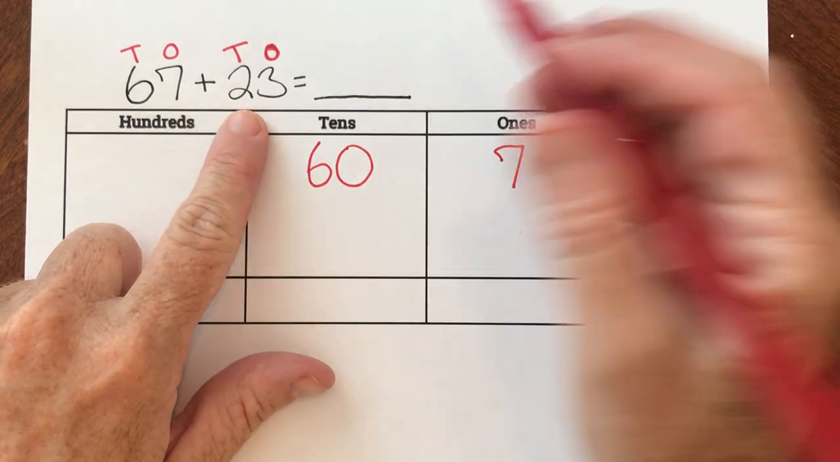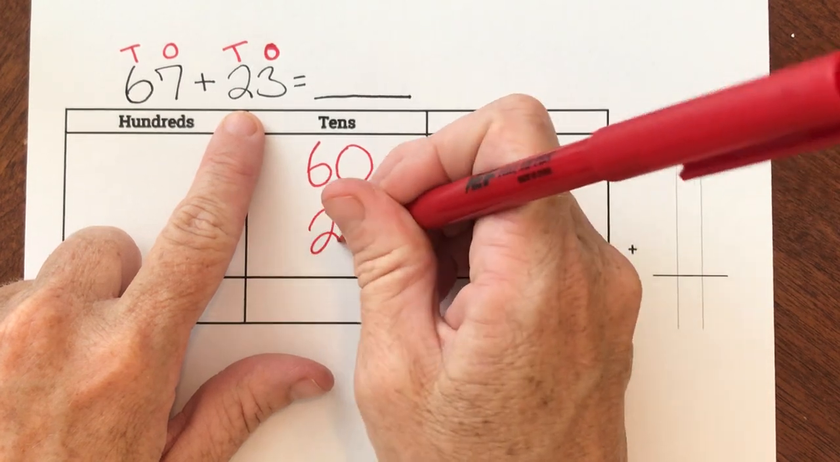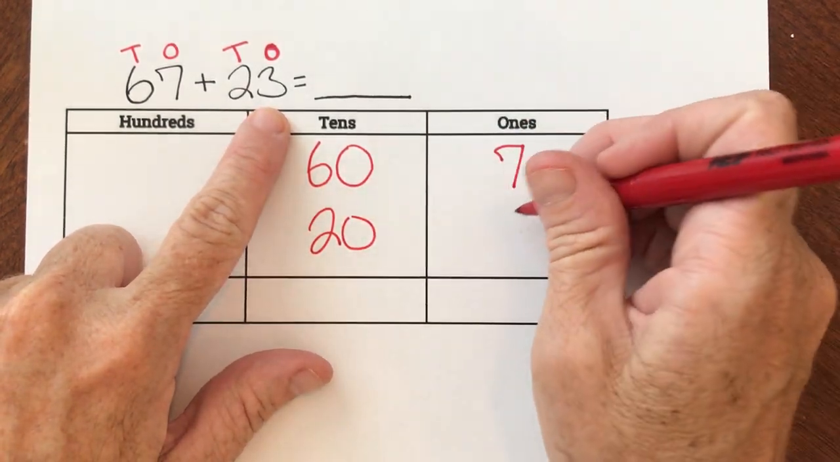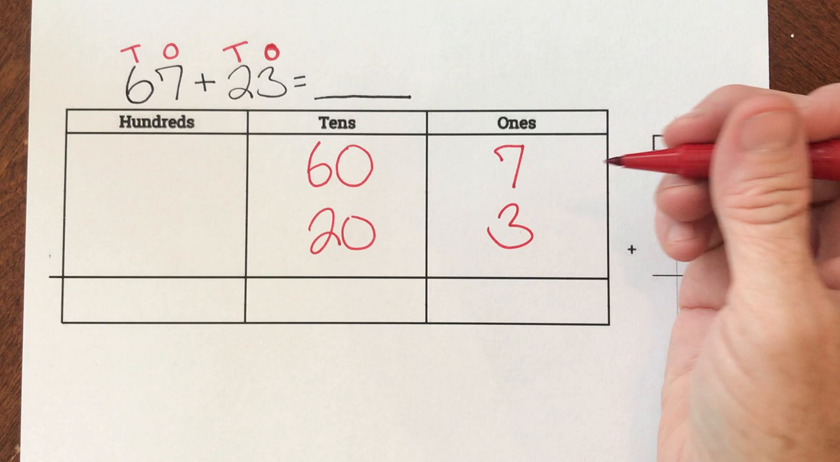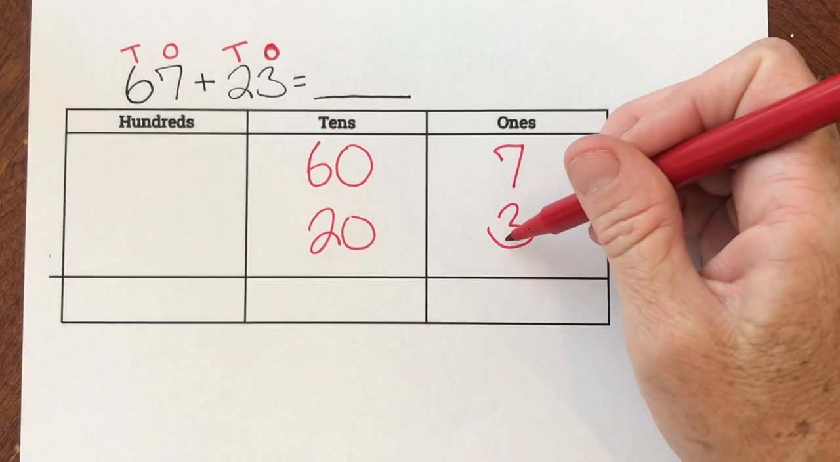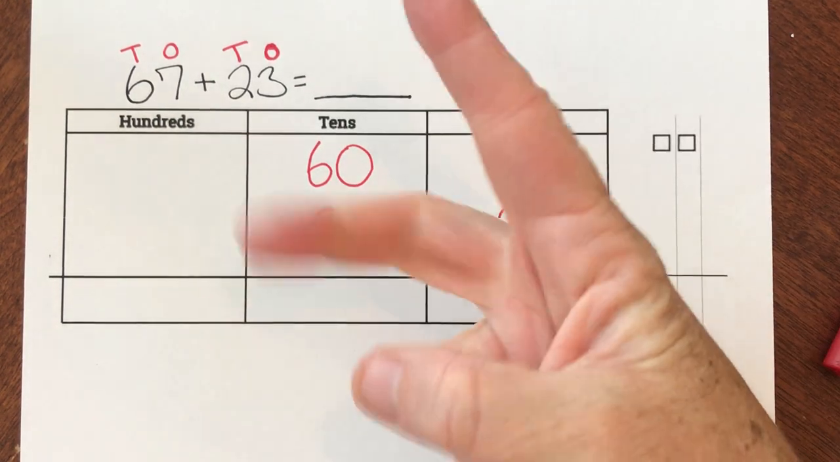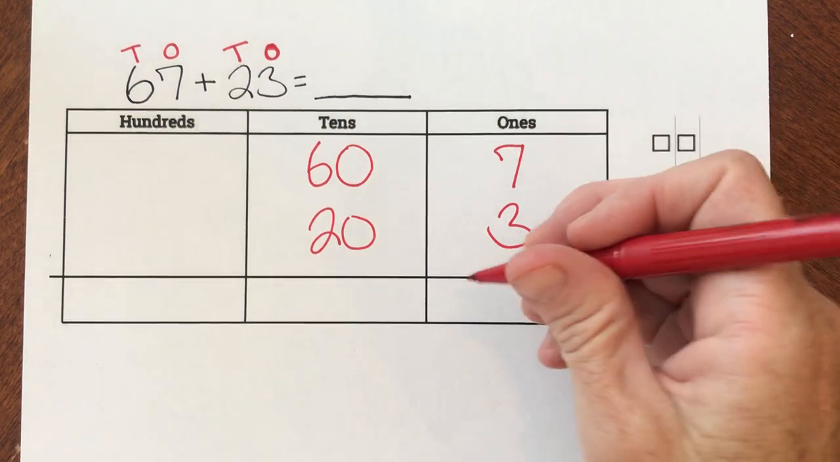My other add-in says I have 2 tens. 2 tens would be 10, 20, so it's worth 20. And I just have 3 ones. Okay, so I have now put them in expanded form. Now I'm ready to add the ones. So I have 7 plus 3. Well, if I put the bigger one in my hand, I have 7, 8, 9, 10.